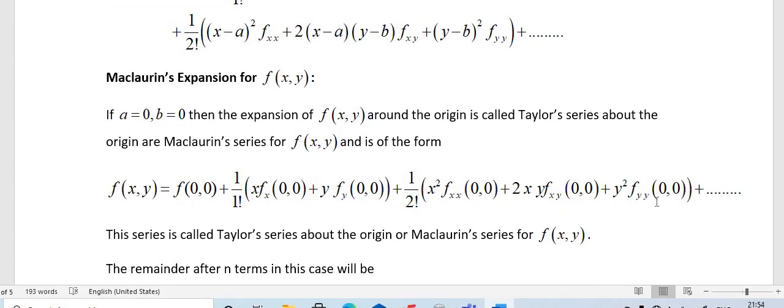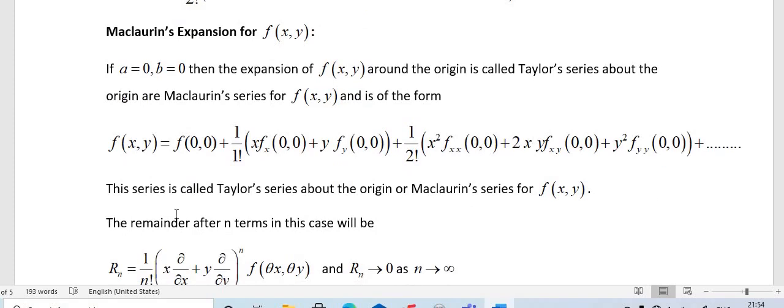Observe, you can easily see. Simply I replace a equal to 0, b equal to 0. So whenever a equal to 0, x minus 0 is x square. This series is called Taylor series about the origin or Maclaurin series for f of x comma y.